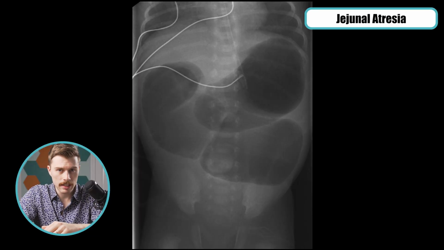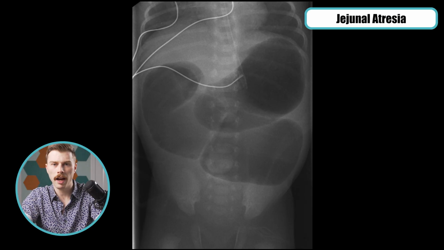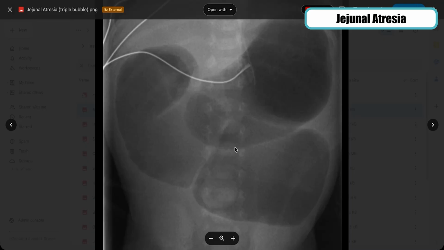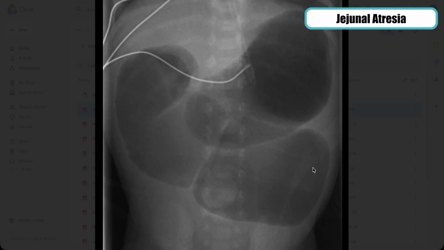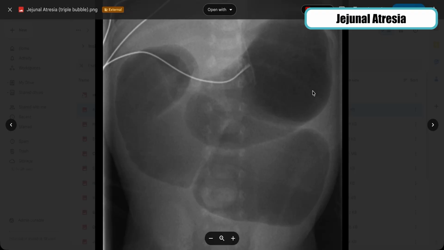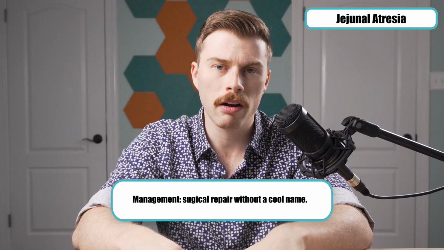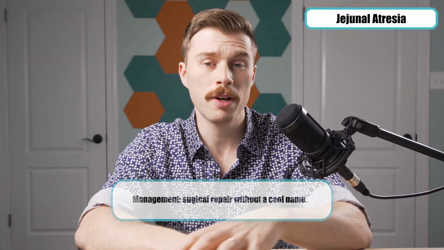Jejunal atresia is an obstruction a little further down. Here we've got 3 large lucent spaces, 1, 2, and 3. Looks very similar to the double bubble sign. Oddly enough, we call this one the triple bubble. It's just the next segment in the intestine that's now been obstructed, and air gets stuck at that point and just kind of backs up into everything else. Management is the same as duodenal atresia. It's just surgical repair, except I couldn't find a cool name for this one. So make sure you look for double bubble versus triple bubble.